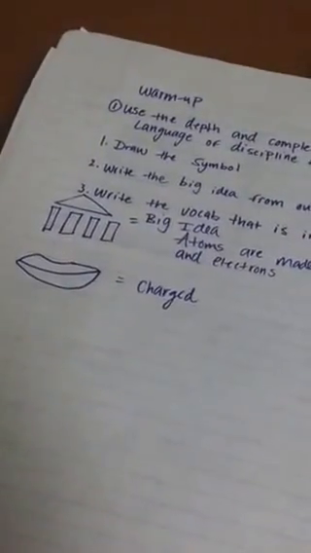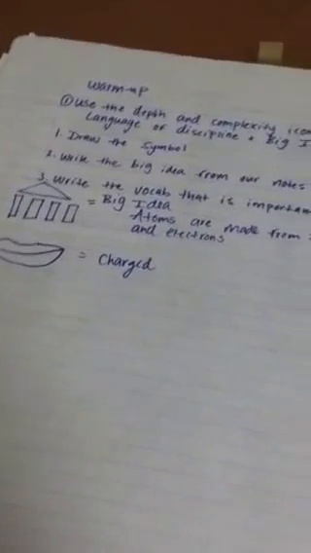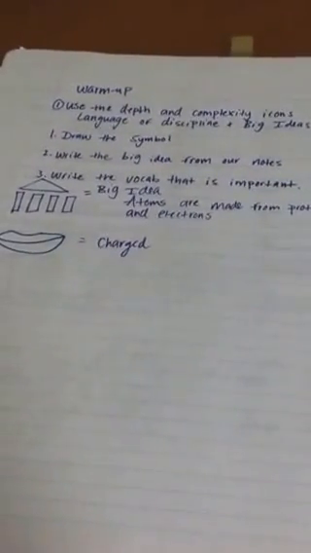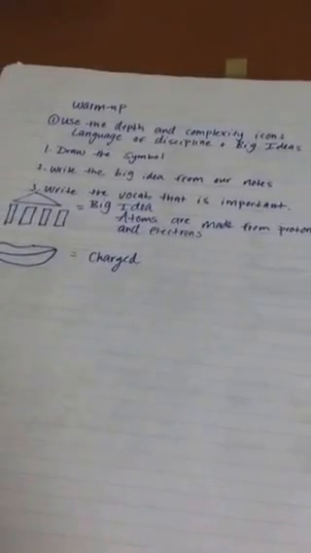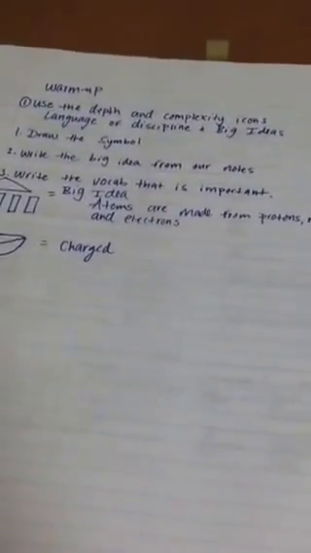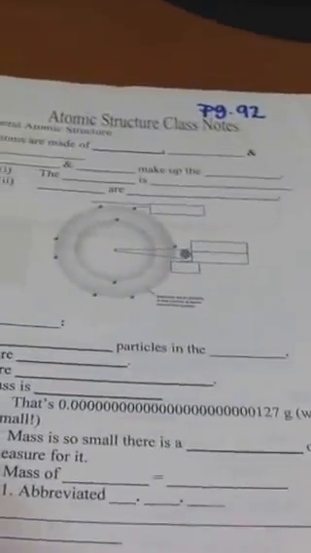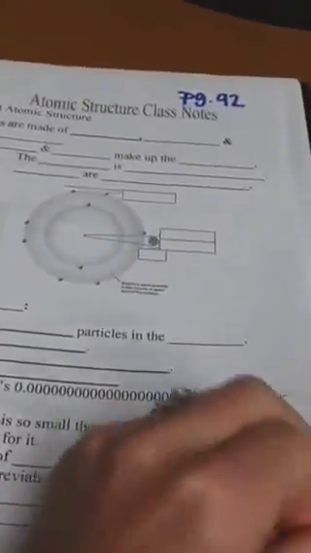91 should be a warm-up practicing with the depth and complexity icons on big idea or main idea or words of discipline. If you're missing any of these warm-ups, the warm-up link is on the homepage of our website. Page 92 is the atomic structure class notes.